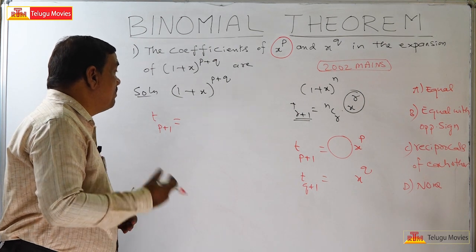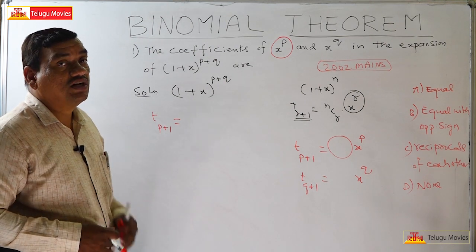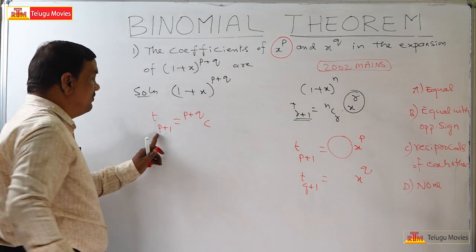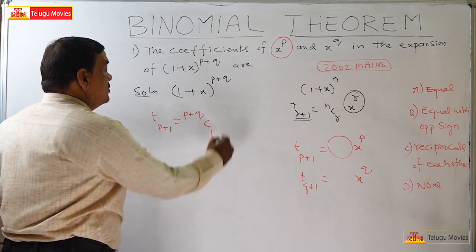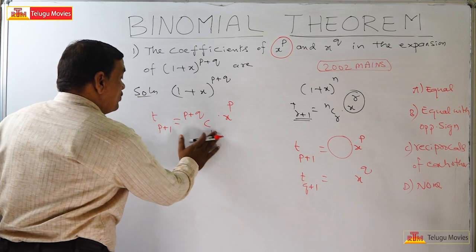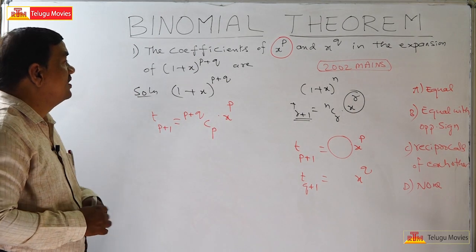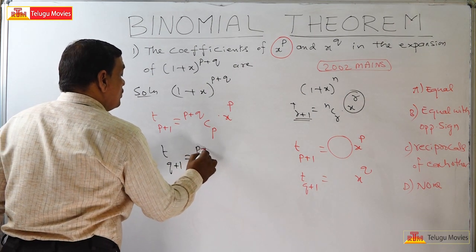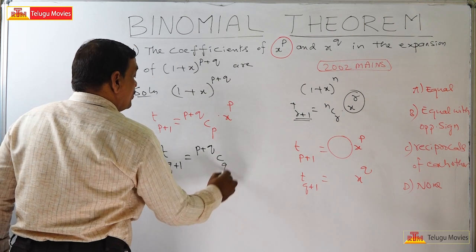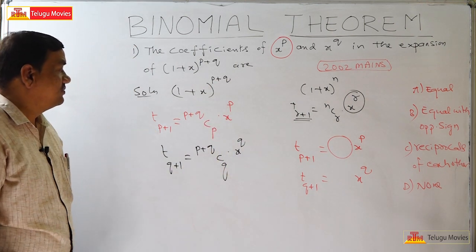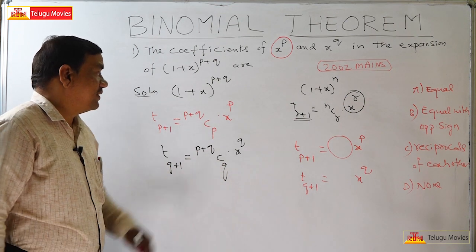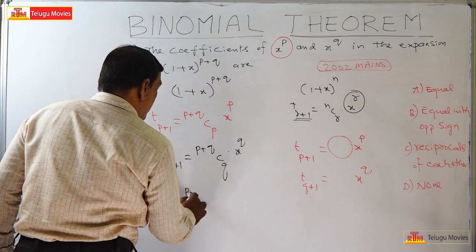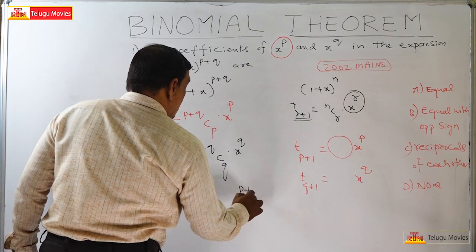So what will be the p plus 1th term? This is equal to (p plus q) C p into x to the power of p. Similarly, what is the tq plus 1th term? That is equal to (p plus q) C q into x to the power of q. Now what are the coefficients? The coefficients are (p plus q) C p and (p plus q) C q.